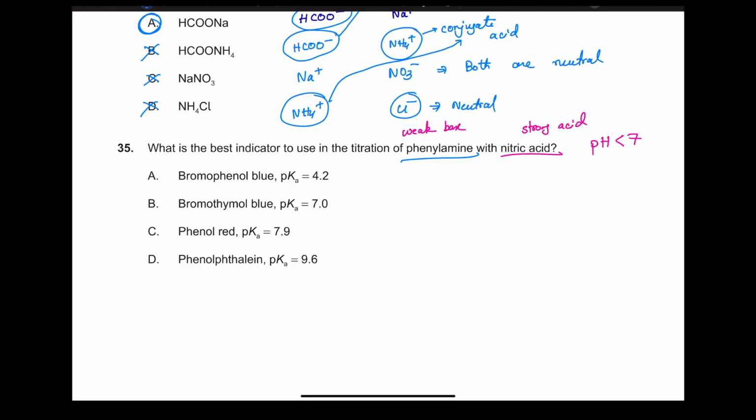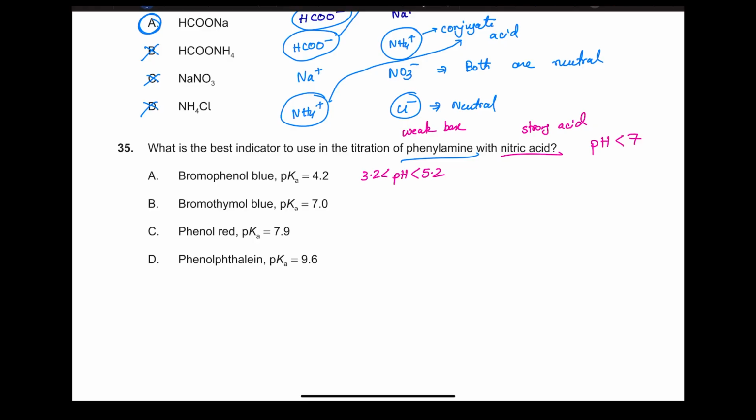Now we have to find the pH range for bromothymol blue. So what do we do for pH range? We do plus minus 1, right? If you subtract 1 from pKa, you'll get the lower bound, and if you add 1, you get the higher bound. So this is the pH range for bromophenol blue. pH at equivalence should be in between 3.2 and 5.2, then you can use bromophenol blue.